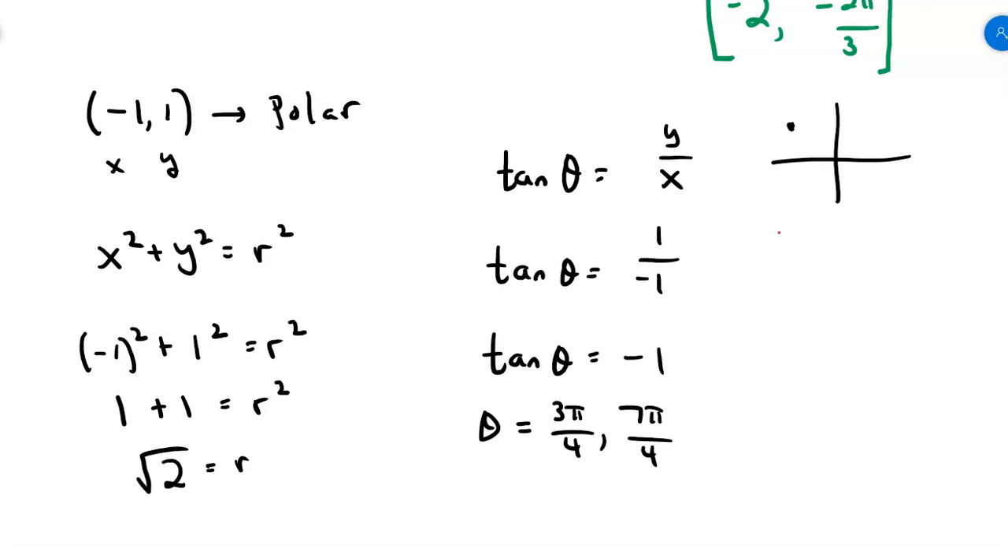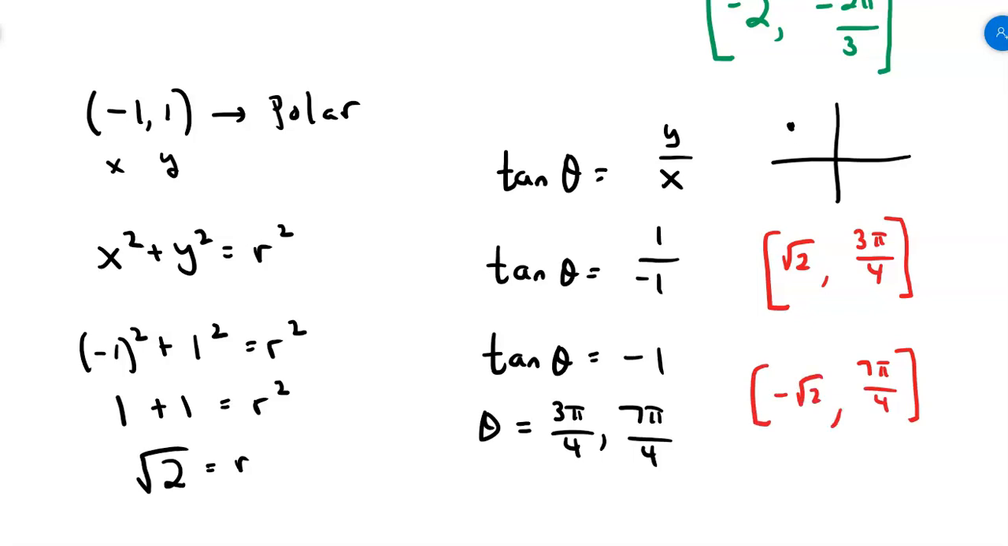We could say, go over to 3π/4, and then go forward √2 units. Or we could say, go to 7π/4, and go backwards √2 units. But it wouldn't make sense to say go to 7π/4 and then go forward, or you'll end up with a point that's down in that quadrant over there.